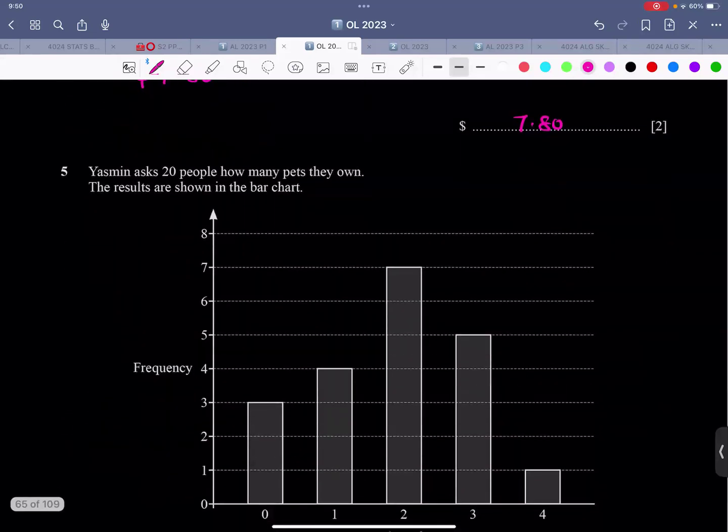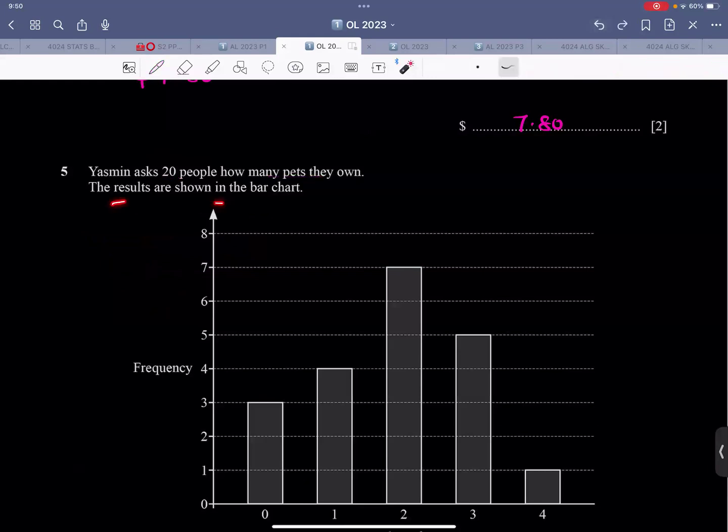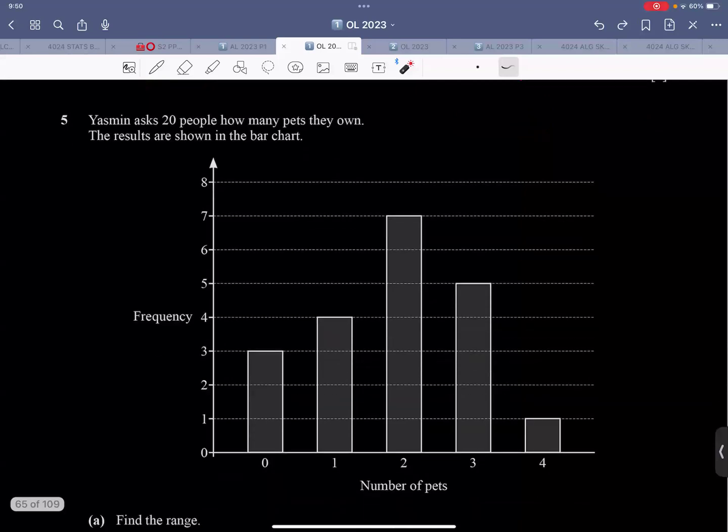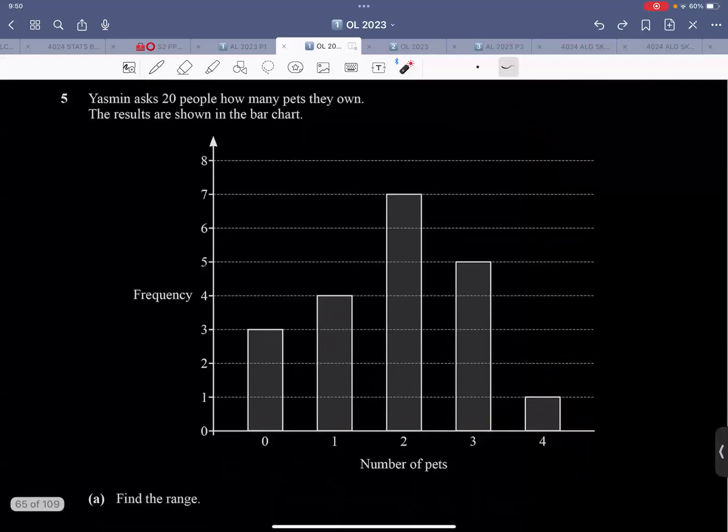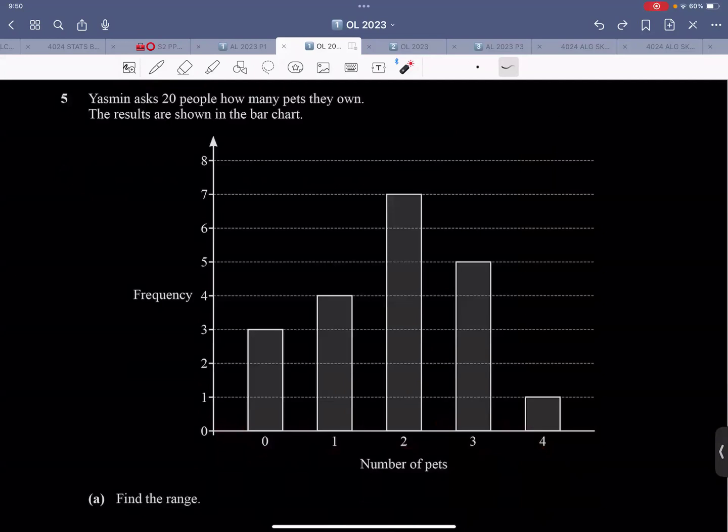Question 5 is about a bar chart. It says Yasmin asked 20 people how many pets they own. The results are shown in the bar chart. So over here, what do we have? We have separate bars. Keep in mind, this is not a histogram. This is a bar chart. Separate bars are there, with gaps between them. This is for integer values. It's also for colors like green, blue, yellow, red, purple. And the corresponding height is the frequency.